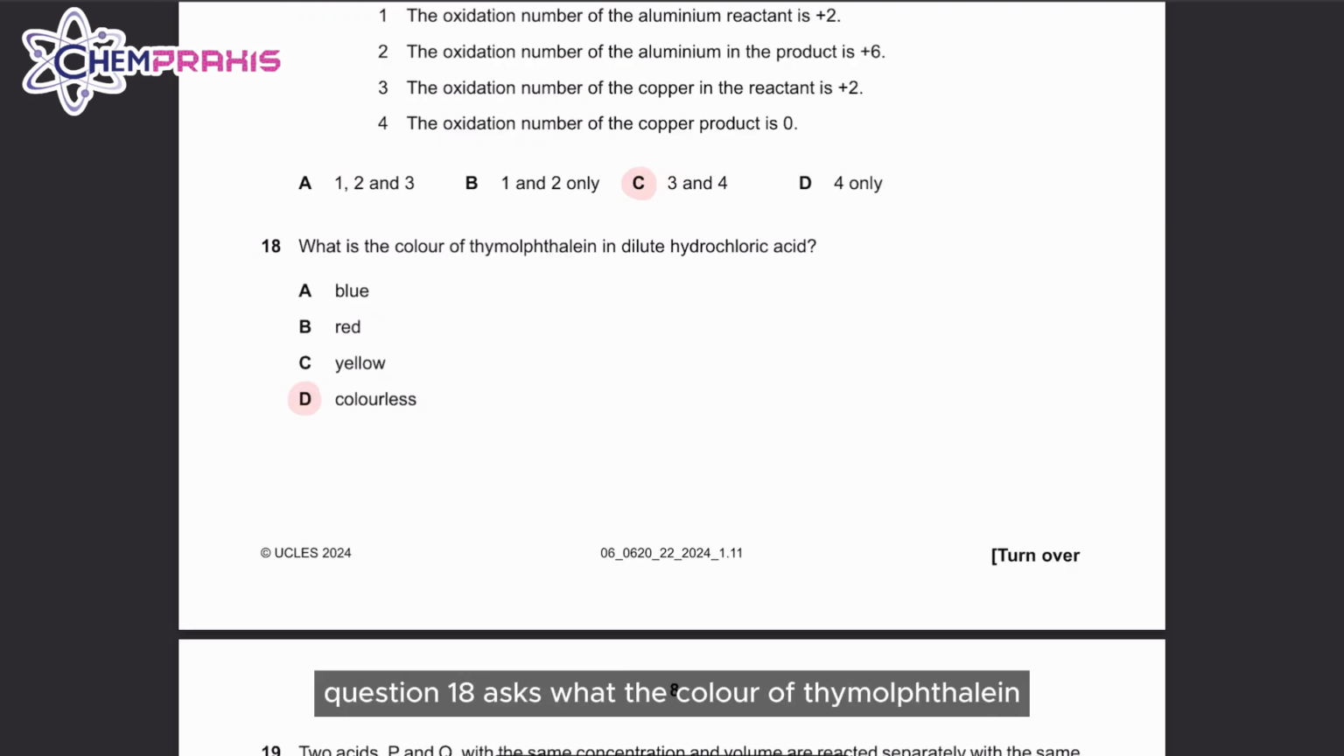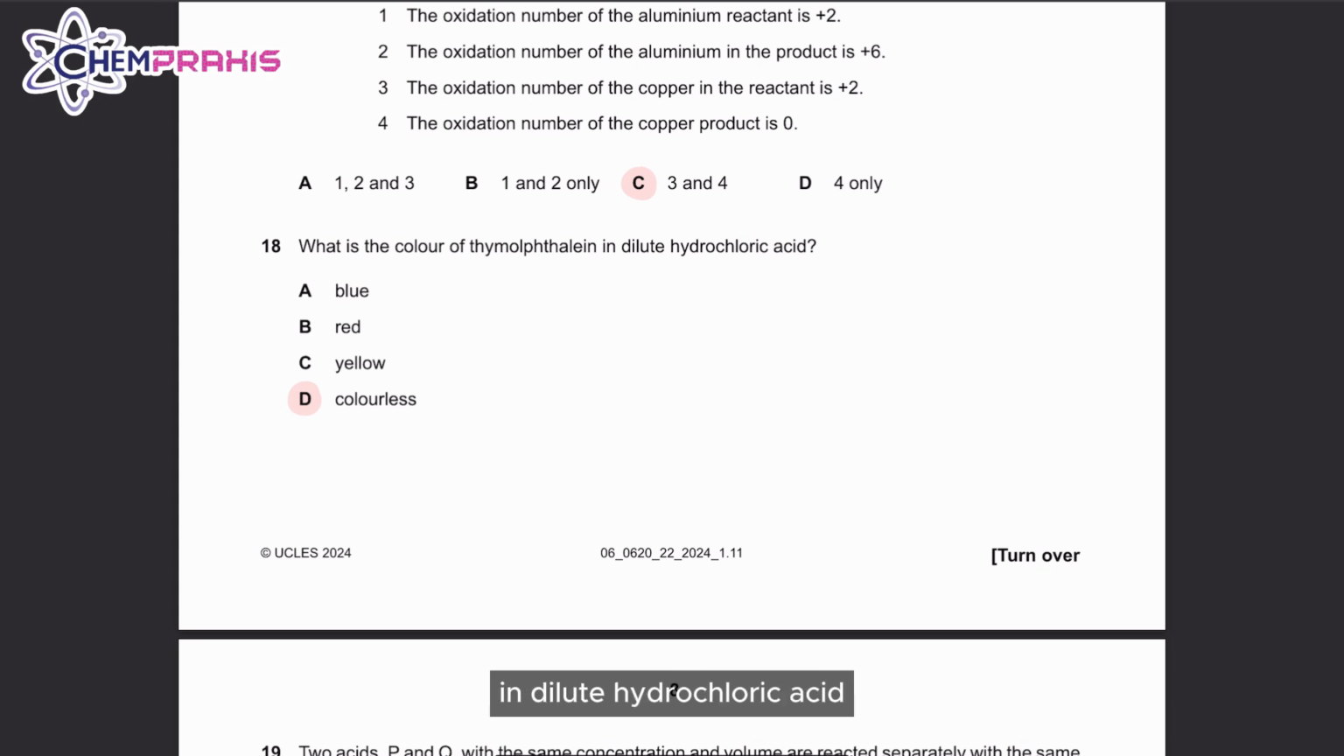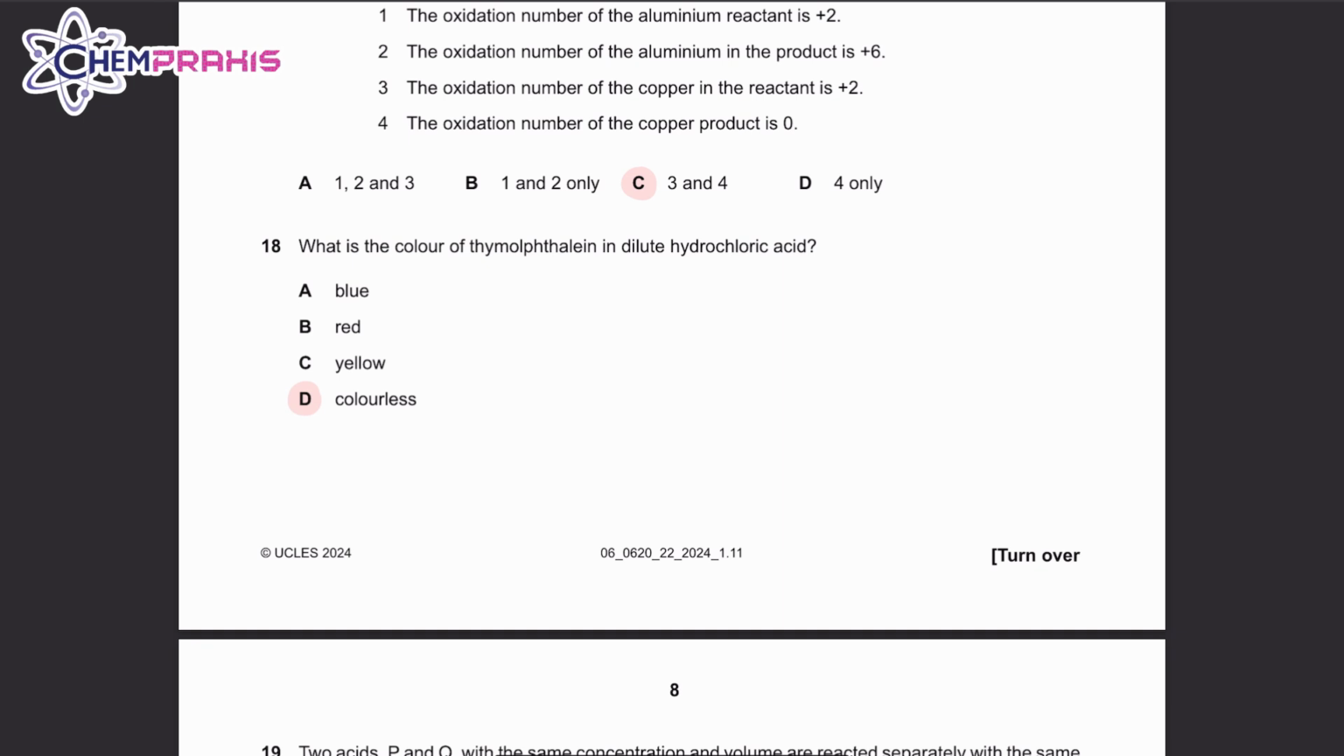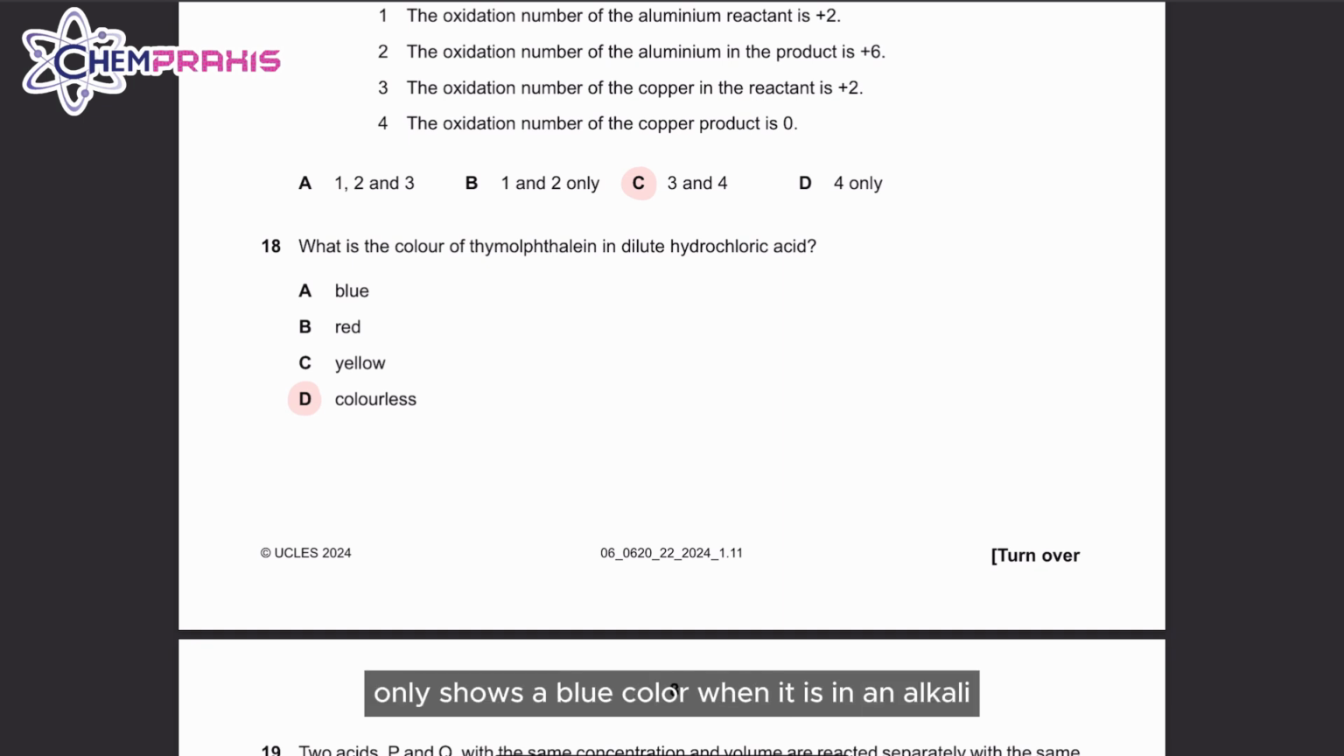Question 18 asks what the color of thymolphthalein in dilute hydrochloric acid is. Thymolphthalein will appear colorless in dilute hydrochloric acid, as it is an acid. Thymolphthalein only shows a blue color when it is in an alkali.